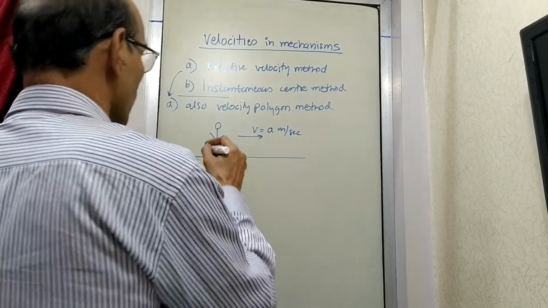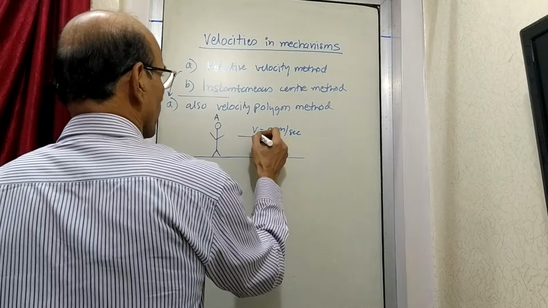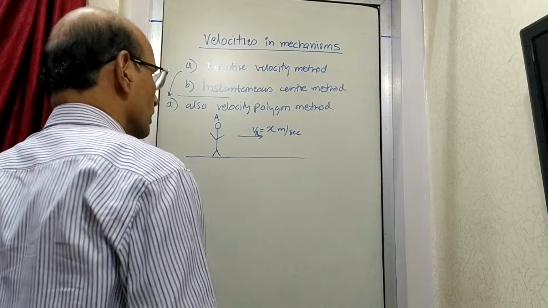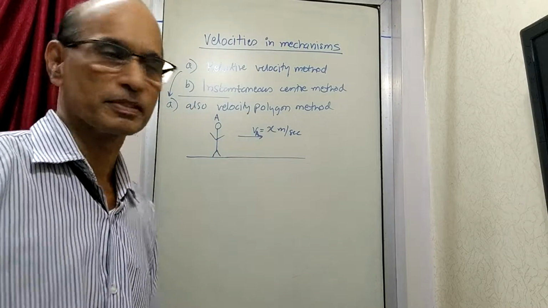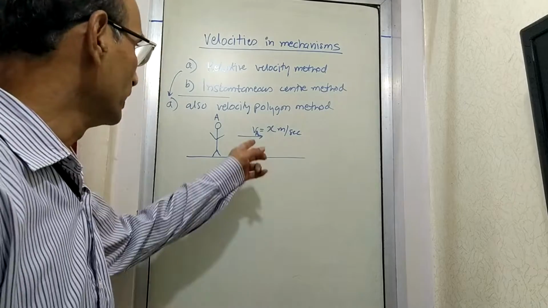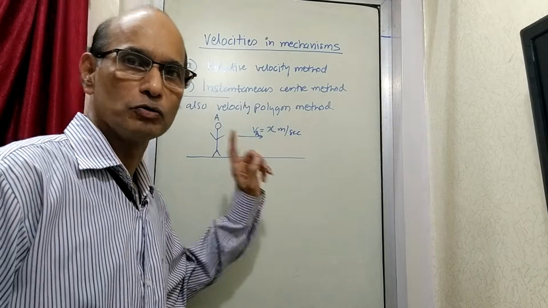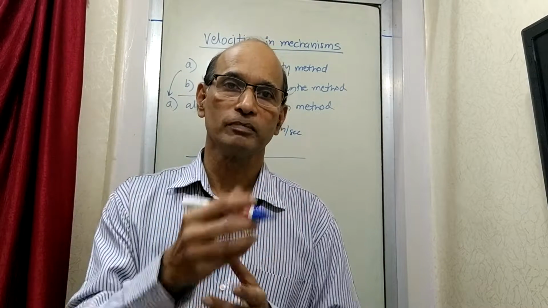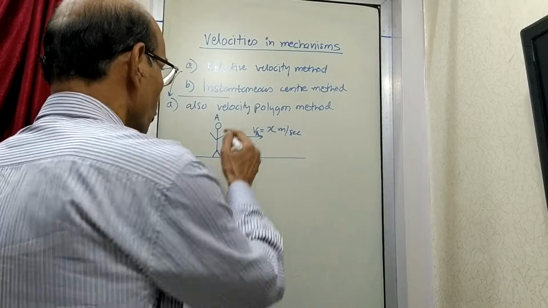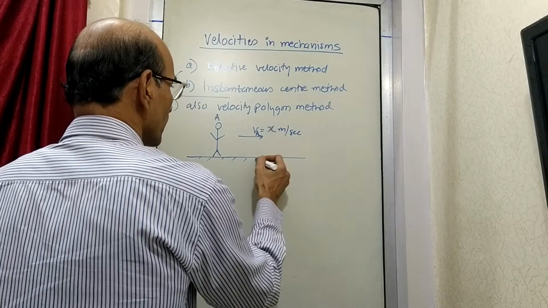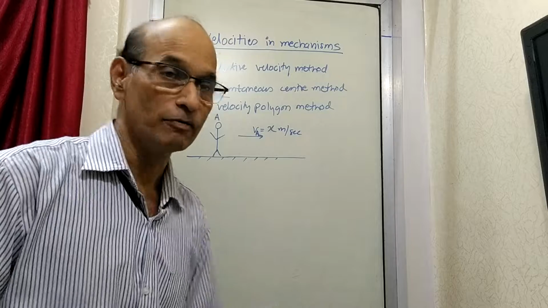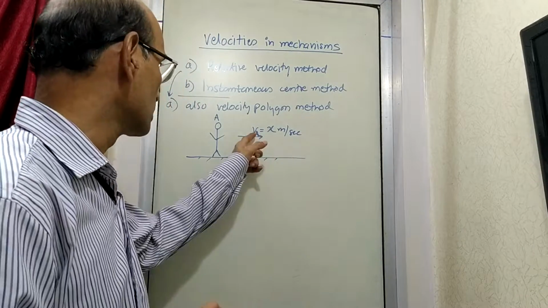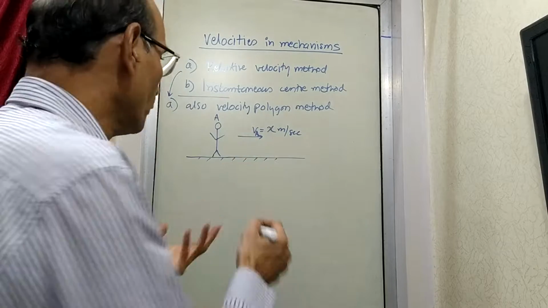I'll call this person A. So the velocity of A, let me use a different name, is x meters per second in this direction. Now when you say in this direction, you are going to say it with respect to something. You cannot just say the velocity is like this, because it is only possible to measure with respect to something. In this case, we are measuring the velocity with respect to the floor on which he is standing, which is stationary. So this is the velocity of this person A with respect to the floor.